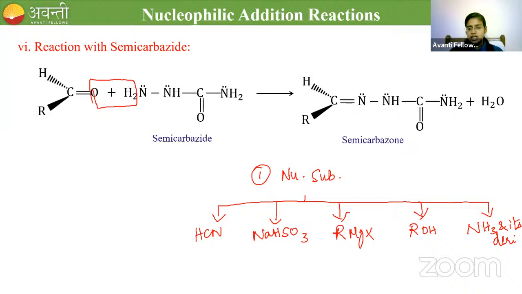Sorry, this is not nucleophilic substitution, this is nucleophilic addition. So these are the 5 nucleophilic addition reactions we have studied. And under ammonia and its derivatives alone, there were 6 additions. Got it?